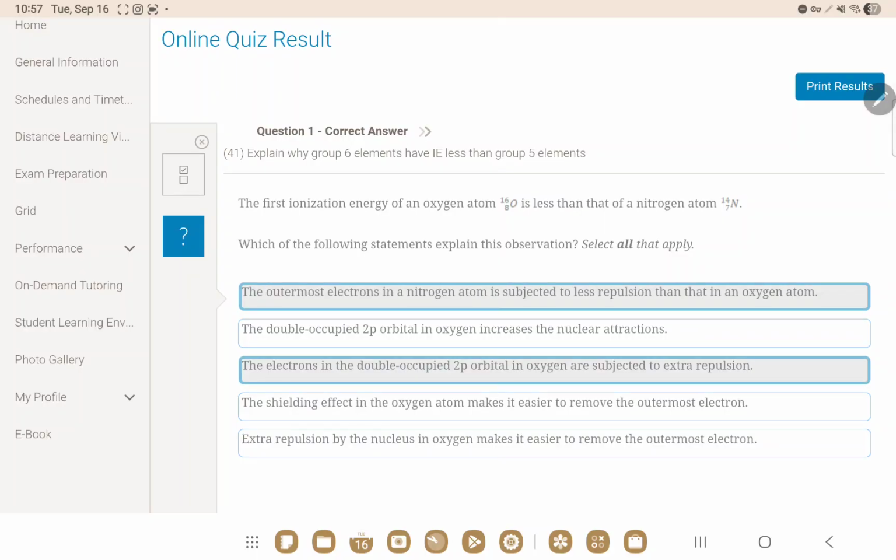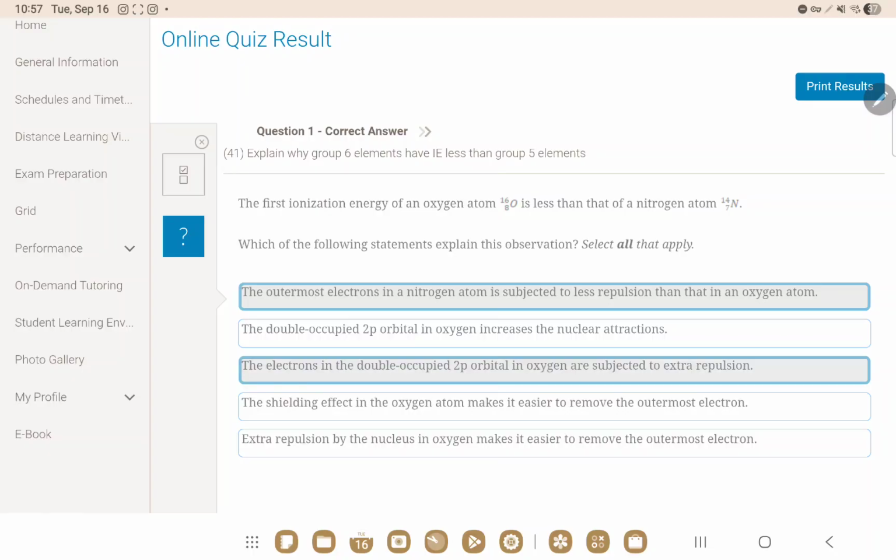Now we need to know a few things. The factors that affect the ionization energy are the number of shells and the atomic size. If atomic size increases, ionization energy decreases, as when going down a group. If the shielding effect increases, ionization energy decreases. When nuclear charge increases, ionization energy increases, and that happens across a period.